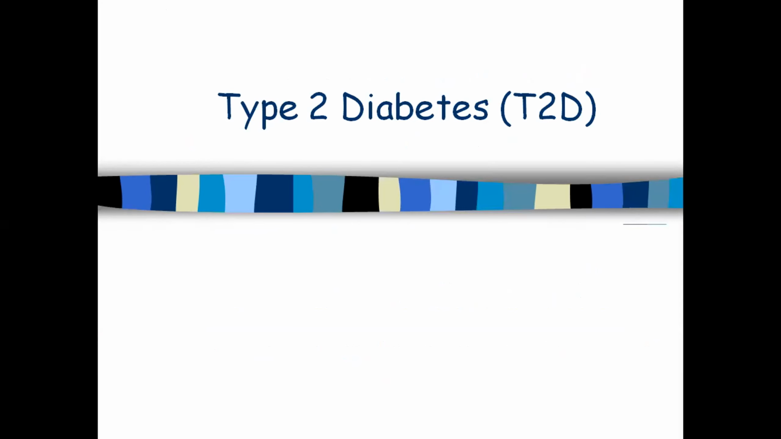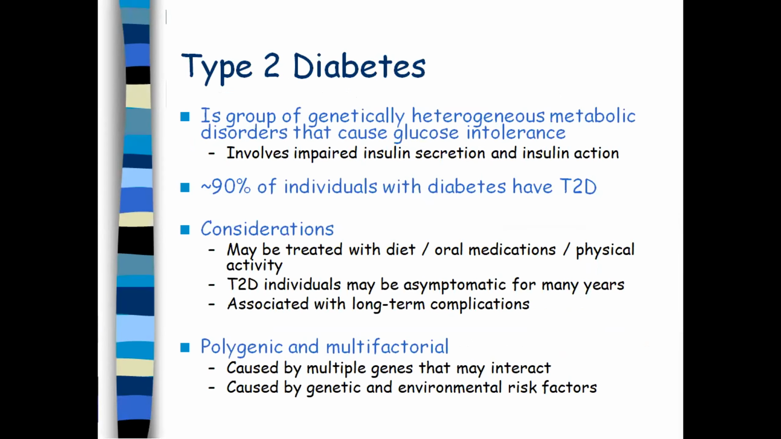Then we will move towards type 2 diabetes. All we know is that type 2 diabetes is also called non-insulin dependent diabetes mellitus, and is a group of genetically heterogeneous metabolic disorders that cause glucose intolerance. In type 2 diabetes, pancreatic beta cells are present, but their efficiency is reduced, and due to reduced insulin secretion, a person may develop insulin resistance.